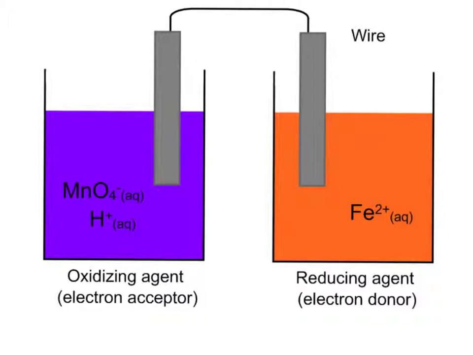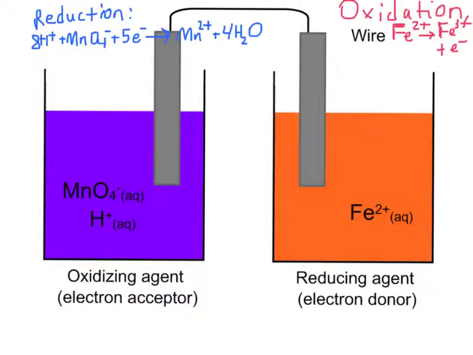So to understand how a redox reaction can be used to generate a current, let's look at this example, the reaction between permanganate and iron. I'm going to break that up into its two half reactions. So here I wrote the reaction for you. We have the reduction half reaction with permanganate and the oxidation half reaction with the iron.